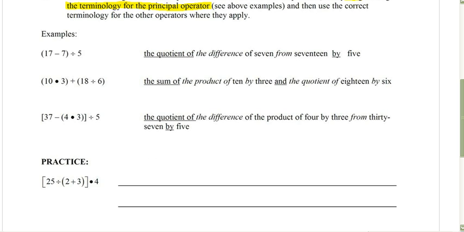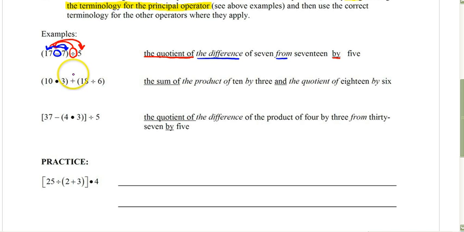In our first example, we see that we have a division sign that lies outside the grouping symbols. This translates as the quotient of. We know that quotients go to the left, and on the left we see a subtraction sign which translates as the difference of. Remembering that differences go to the right, we take 7 from 17, and then we finish our quotient with the connecting word by 5.